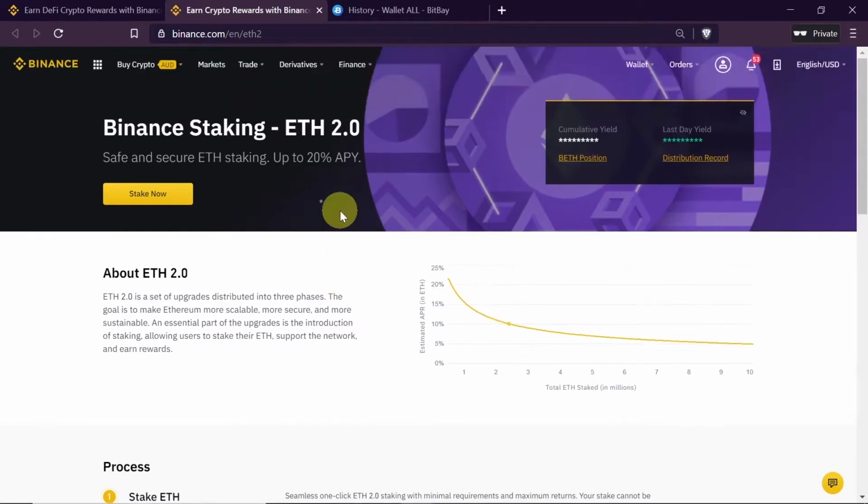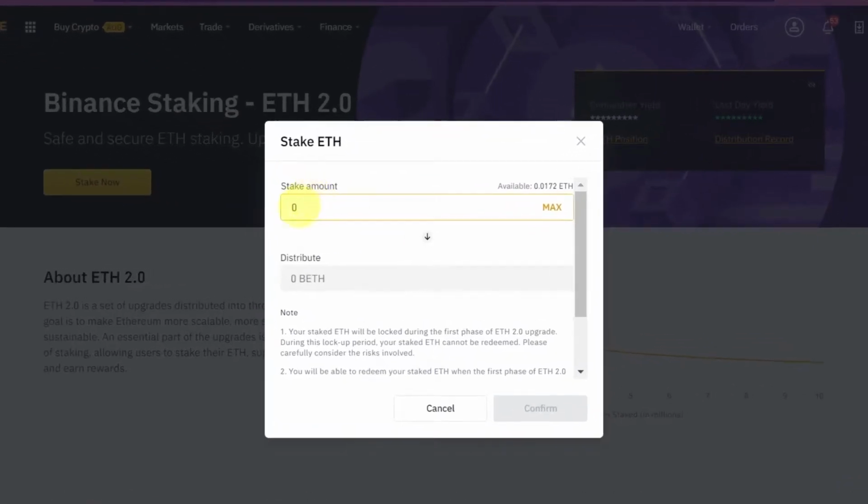So once we get here, we need to click on Stake Now, and then we need to type in the stake amount. You need to know that you don't need to stake 32 Ethereum, you can stake any amount you want. It can be, for example, 0.0005 Ethereum. That's fine as well. So let me type 0.005 Ethereum, just to show you that you can stake small amounts of Ethereum as well.